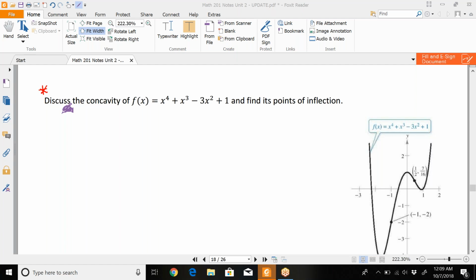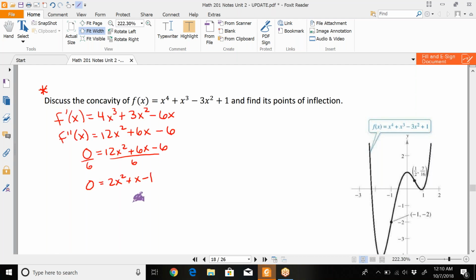So let's take the first derivative. So this would be 4x cubed plus 3x squared minus 6x. And then the second derivative would be 12x squared plus 6x minus 6. And that one we're going to set equal to 0 and factor. You can divide a 6 out of everything. So that would be 2x squared plus x minus 1.